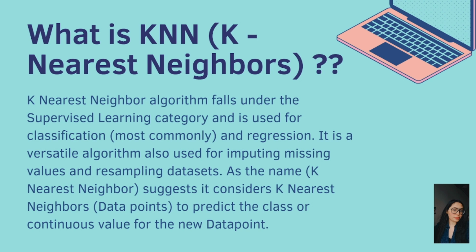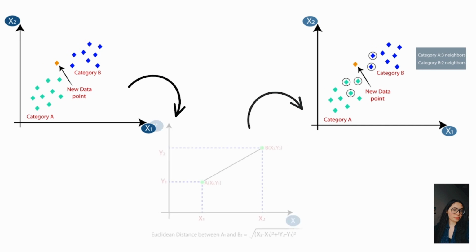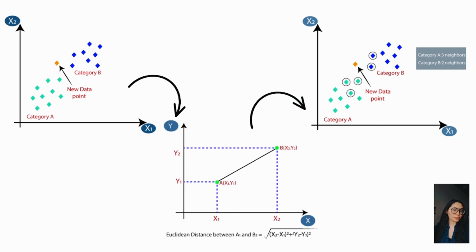So what happens in KNN? In KNN, an object is classified by a majority vote of its neighbors, with the object being assigned to the class most common among its k nearest neighbors. Here, the value of k affects the algorithm's performance and sensitivity to noise in the data.